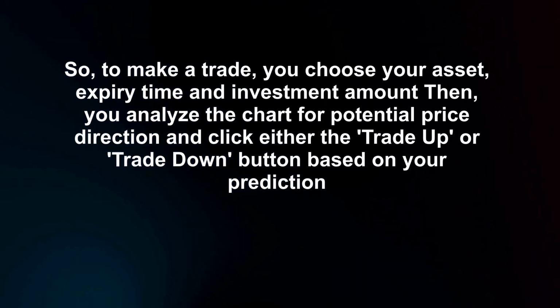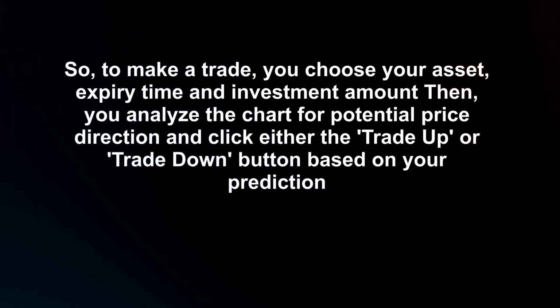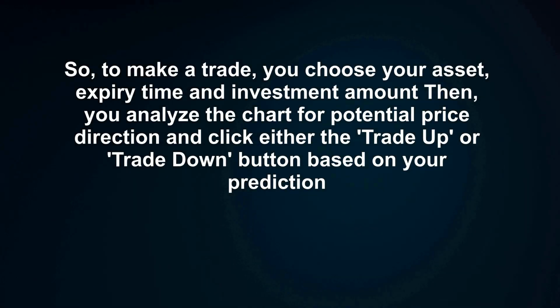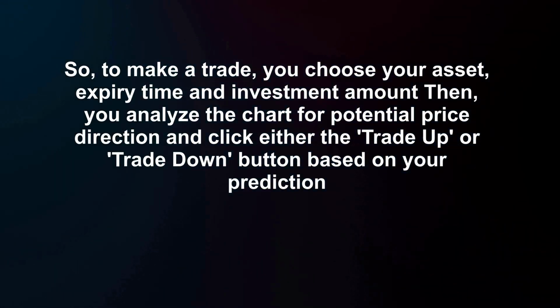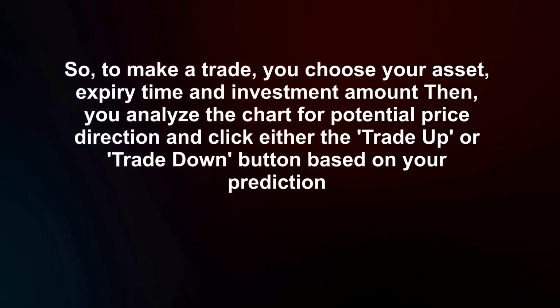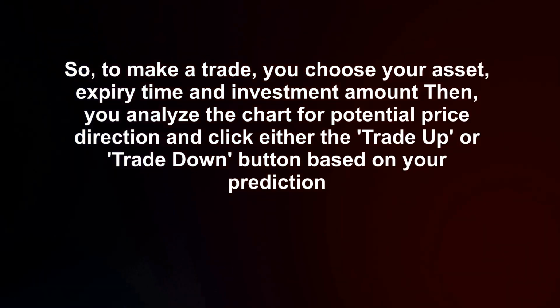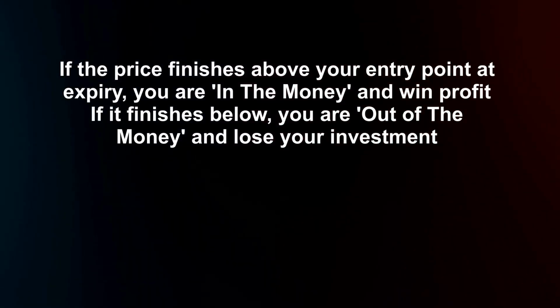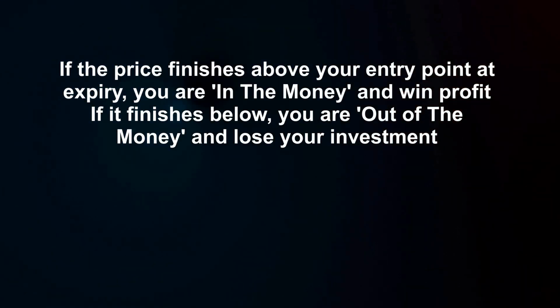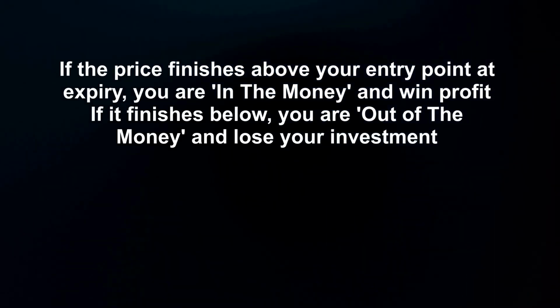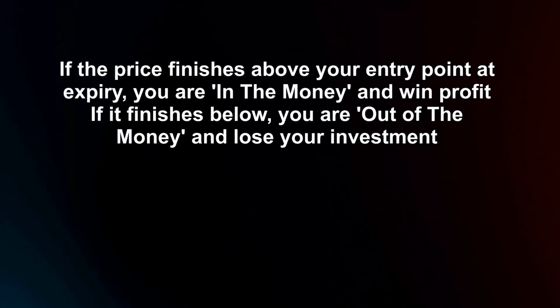So, to make a trade, you choose your asset, expiry time and investment amount. Then, you analyze the chart for potential price direction and click either the trade up or trade down button based on your prediction. If the price finishes above your entry point at expiry, you are in the money and win profit. If it finishes below, you are out of the money and lose your investment.